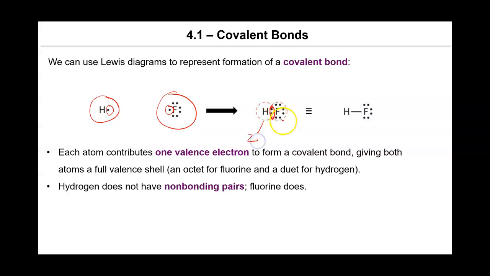Hydrogen gets a duet, fluorine gets an octet as a result of sharing these electrons, and the shared electrons we can represent by a line, and the electrons that are not being shared we can represent as dots. That makes it really clear what are the electrons helping hold the molecule together, and what are the electrons that are just sitting on a single atom. So yeah, it's really cool, right? Now notice in here that hydrogen has no non-bonding pairs of electrons, but fluorine does. And that is the case that hydrogen will always have no non-bonding pairs of electrons.